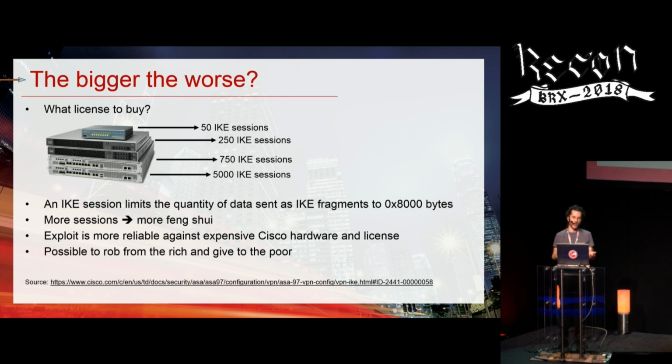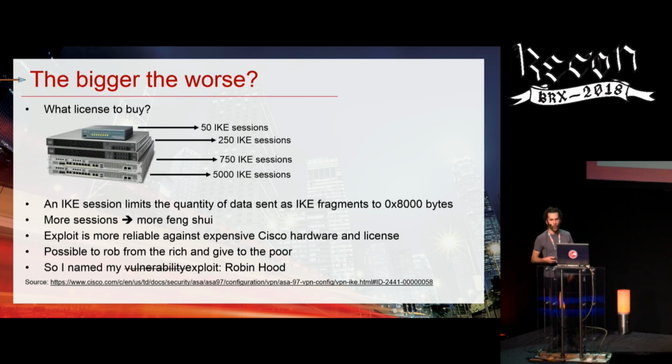So I was like, okay, that's interesting, because now you can exploit larger devices that have more sessions in a more efficient way, and you can rob from the rich and give to the poor. So I was like, oh, that's cool. I'm just going to call my exploit Robin Hood, because I can pwn the big giant and give to the poor.